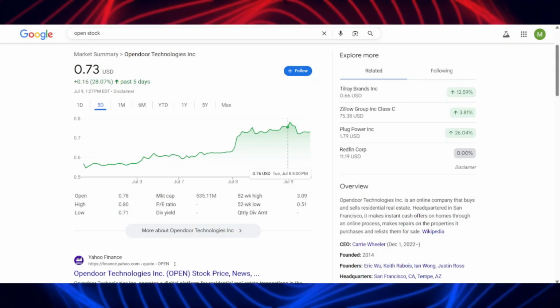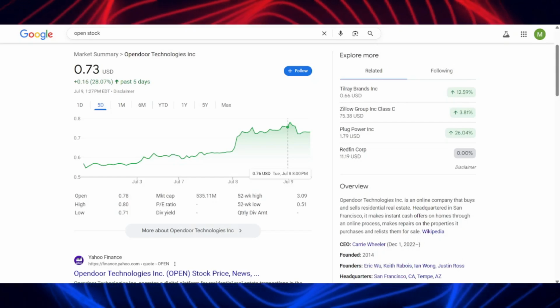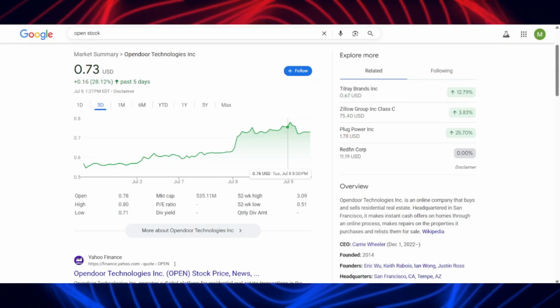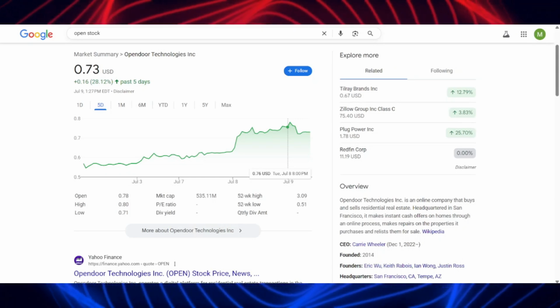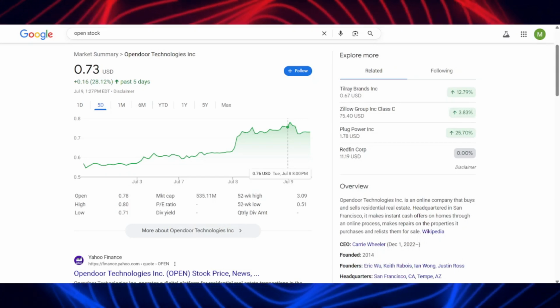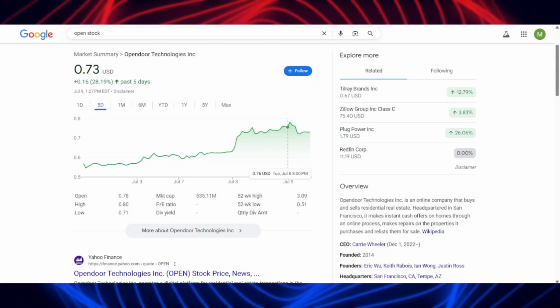Welcome back, everyone. The stock I want to talk about today is Opendoor. The ticker symbol is OPEN. And the reason I want to talk about it today is because it did something very interesting on the technical analysis, which we will go over shortly.